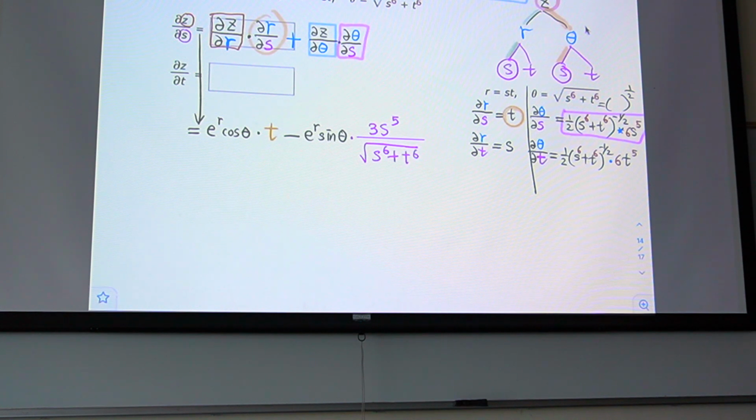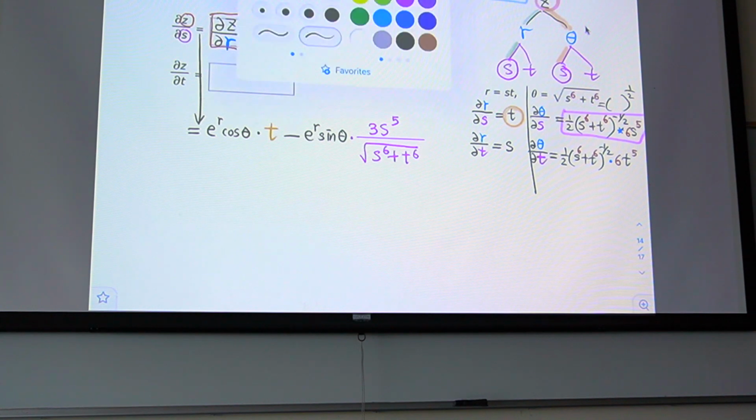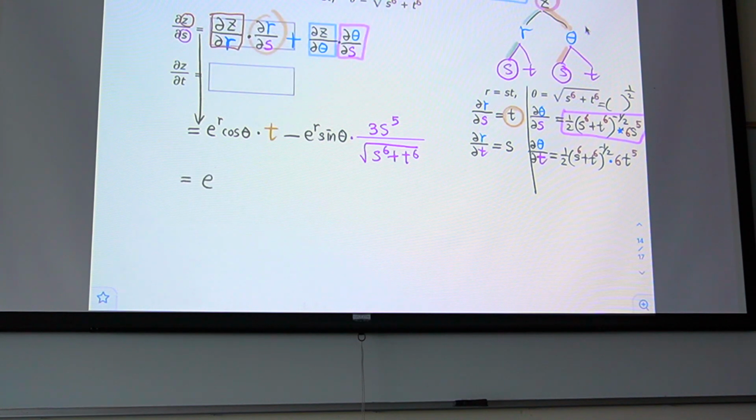Okay, I think the website will accept this if we put it like this. However, if you want to take out a common factor, can you take this? E to the r. Okay, let's take out e to the r. So what should I put here? I should put t equals six times sine theta, right? That's it. We did it.